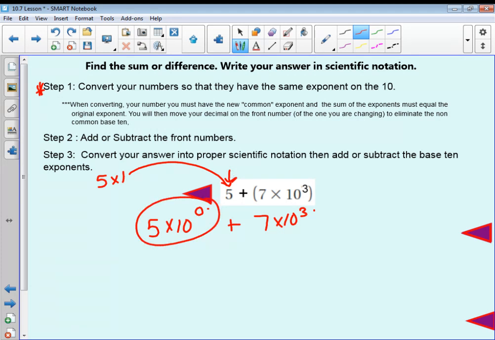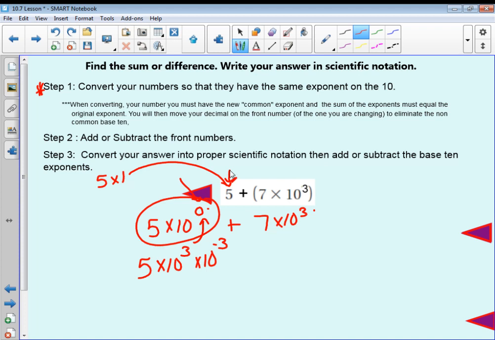Okay, so the key thing when you're converting your number is that you must have the new common exponent, and the sum of the exponents must equal the original. So I have to get my exponents to equal 0. So what I want my new exponent to be is 5 times 10 to the power of 3, and then what would I add to that? Add to 3 to make it 0, I would add a negative 3. So times 10 to the negative 3.